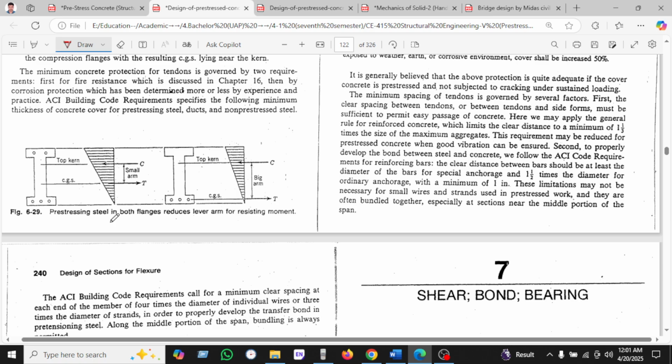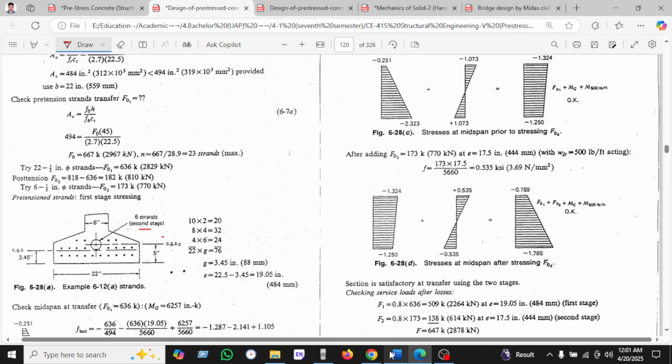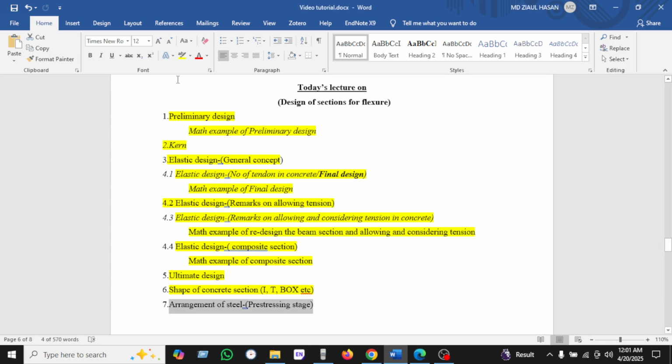These are the prestress steel arrangements for the reduced section. I hope that these are in depth. If you have any questions, then let me know. I hope that you can understand all these things.